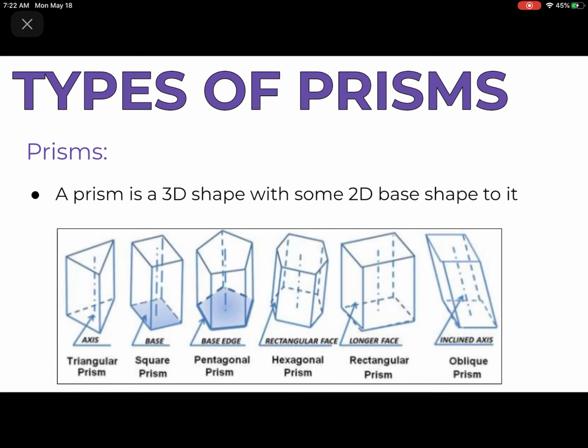So a prism is a 3D shape with some 2D base shape to it. A triangular prism has two triangular bases. A square and a rectangular prism are going to be similar. They'll have a rectangular or square base. And then there's the pentagonal prism, which has 5-sided bases, the hexagonal prism, which has 6-sided bases, and the oblique prism, which is like one of these regular prisms, except kind of on an angle. And we'll see that as we go through.